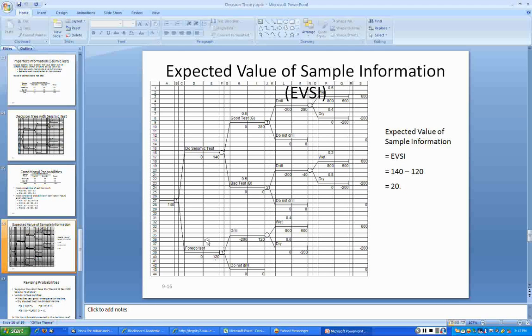So here, do the seismic test or forego the test. If you do the seismic test, you hope to make $140,000. But if you forego that test, it is $120,000. That's based on our analysis. Our earlier analysis was also about the same. So the expected value of sample information is 140 minus 120, which is $20,000.